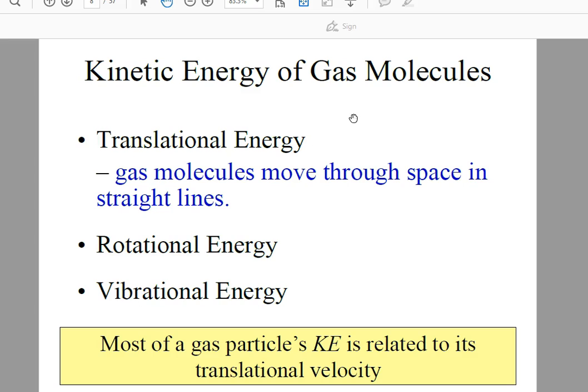When we talk about kinetic energy, we're talking about the energy of motion. And gas molecules have three kinds of motion. They have translational motion, which is the motion of moving from one place to another. Translational, one place to another, and they move in straight lines. They also rotate and vibrate. So they have three different types of kinetic energy, but this is where most of the energy is, in their movement from one place to another. So most of their kinetic energy is that movement energy. So when the temperature goes up, it's going to cause them to move from one place to another faster, which causes them to hit the walls more often, which makes the pressure go up.